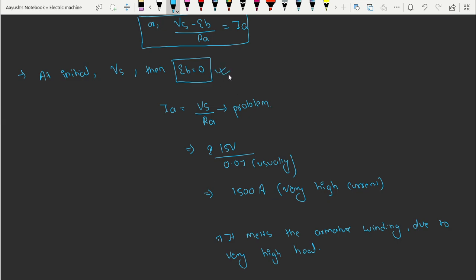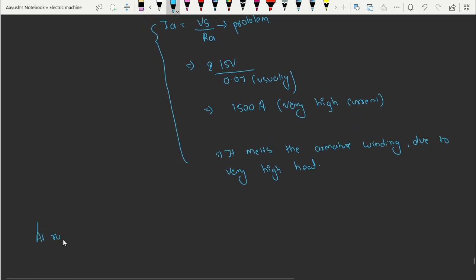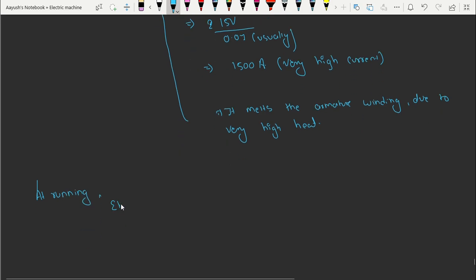At the starting, since EB is 0, this happens. At running condition, EB won't be equal to 0; rather EB equals PΦNZ upon 60A, that is, PΦN Z by 60 A. You can know this equation from the generator equation. It is the same as the generator equation. I won't give any derivation of this because that would be the next video.